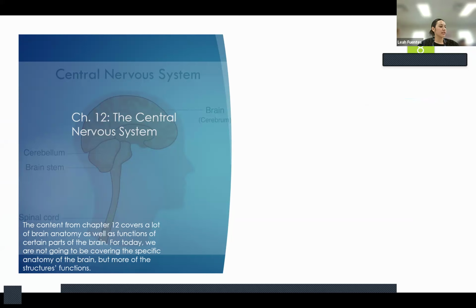Okay, so now we're going to get into chapter 12. A lot of chapter 12 is brain anatomy as well as function. So we're only going to go over certain parts of it today. We're not going to be covering the specific anatomy of the brain, but more of the functions of the structures.